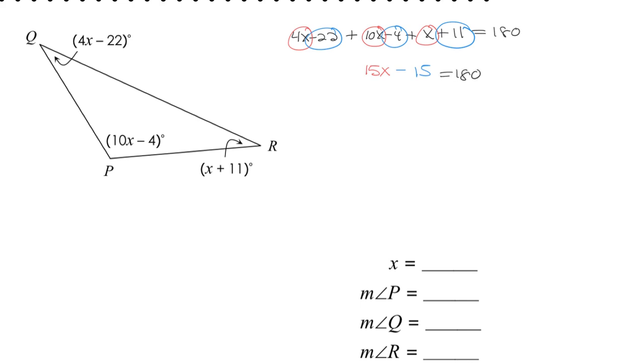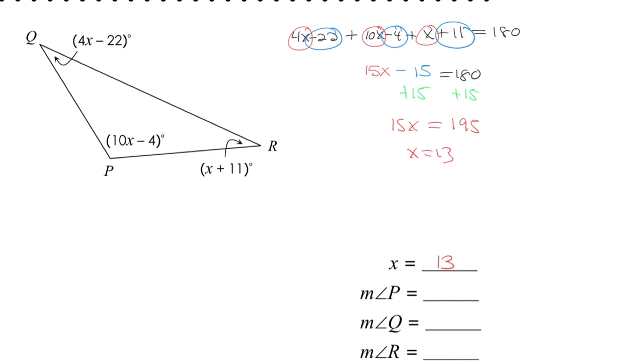Now we can move our like terms to be on the same side. So we can add 15 to both sides. So now we have 15x equals 195. And then to get x alone, we just divide 195 by 15. So we get x equals 13.